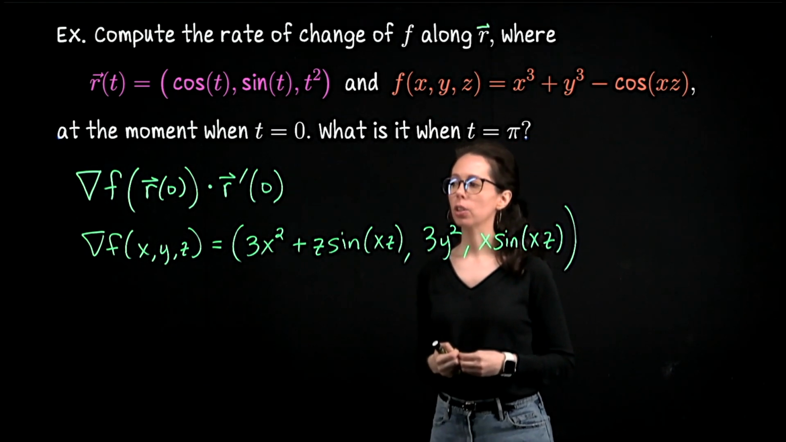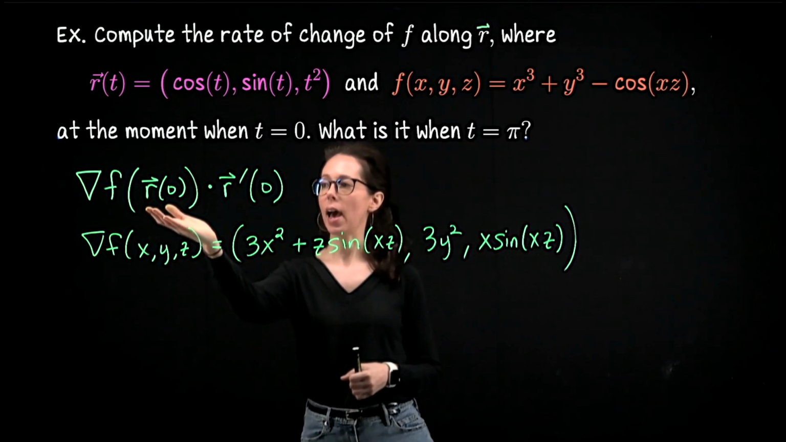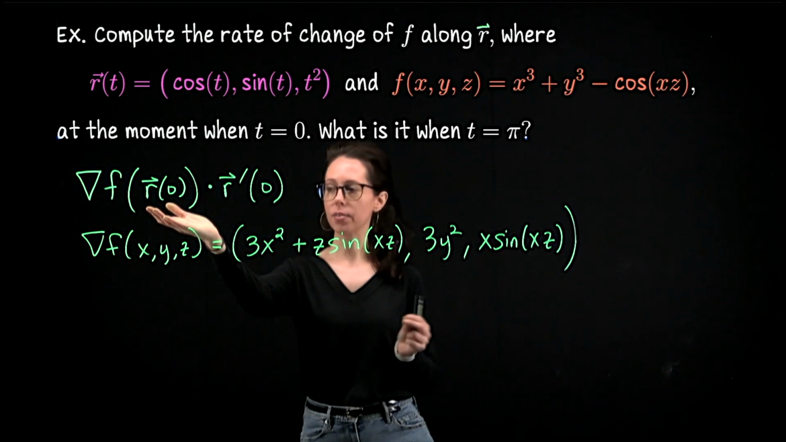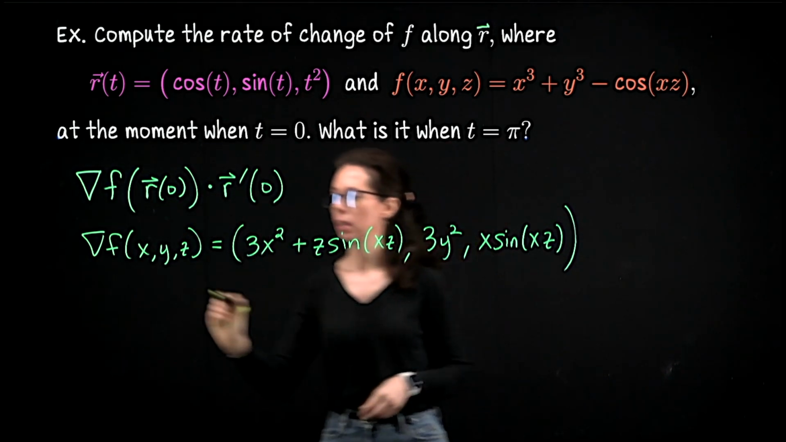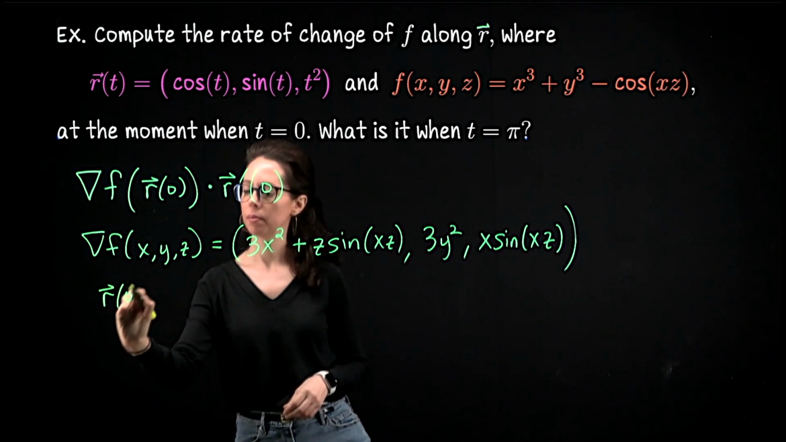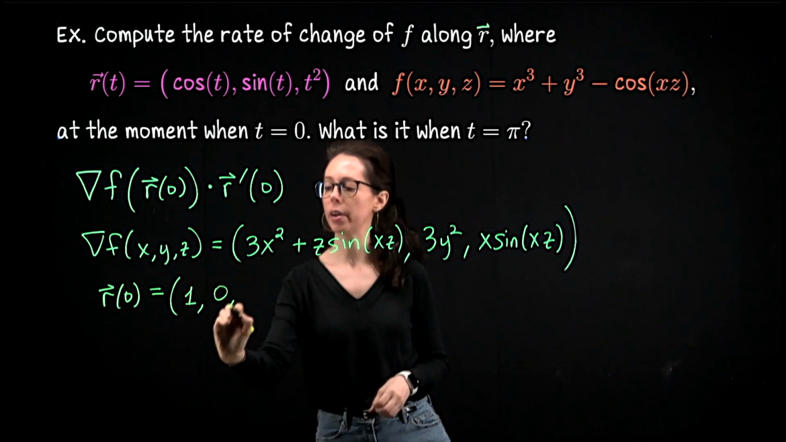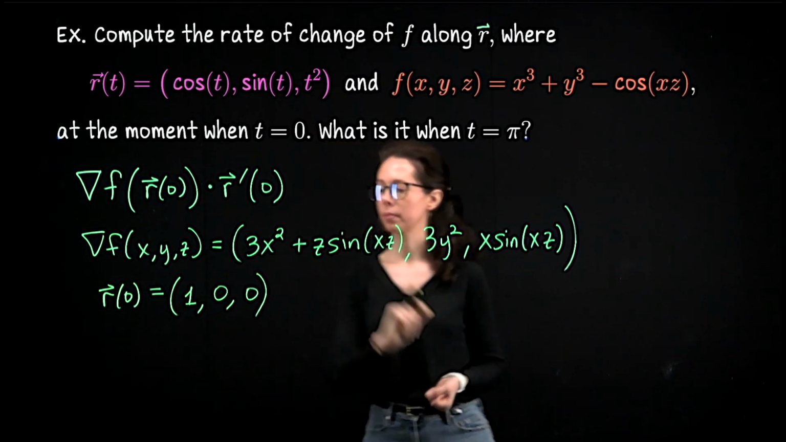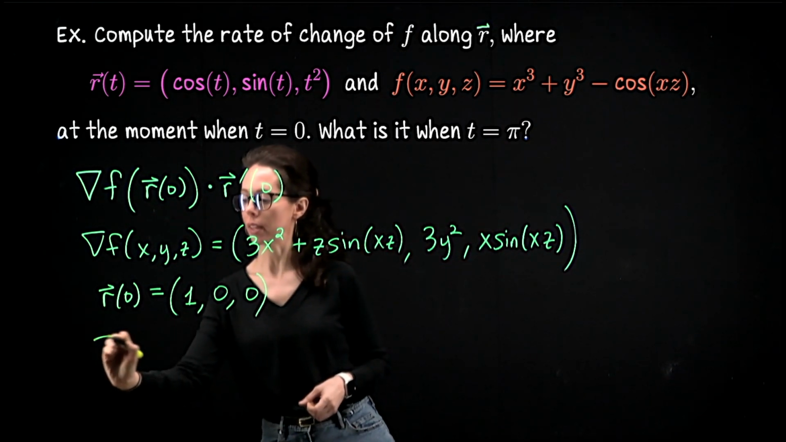I don't need the gradient of f along the entire curve, though. I only need it at the point where r of 0 occurs. So what is this point in R3? Let's evaluate r of 0. Cosine of 0 is 1, sine of 0 is 0, 0 squared is 0. So I just need the gradient here. Okay, so let's do that.